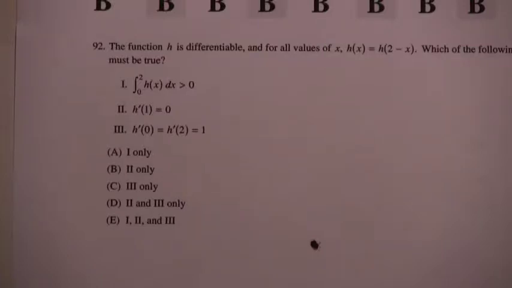The integral from 0 to 2 of h of x dx is bigger than 0. h prime of 1 equals 0. And h prime of 0 equals h prime of 2 equals 1.